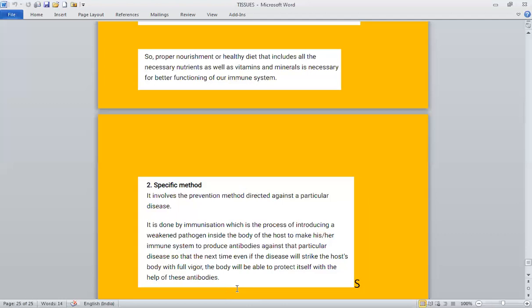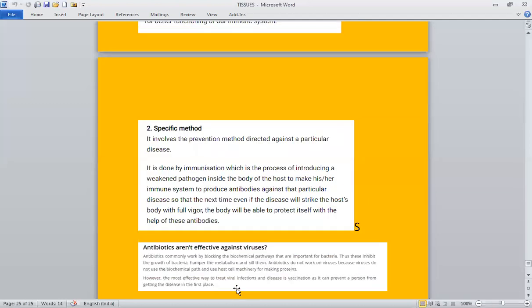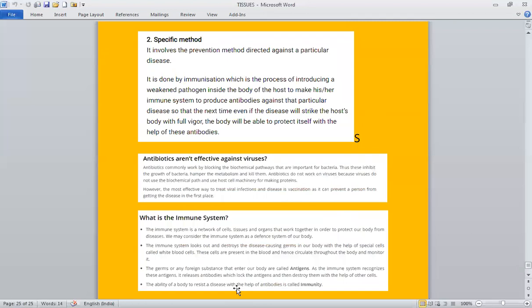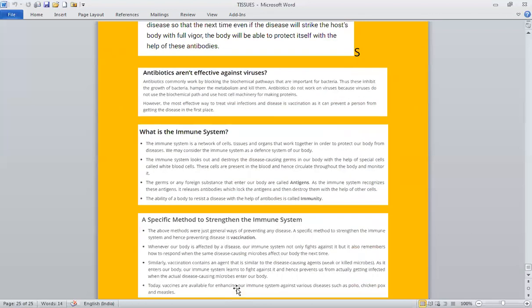Next time when this microbe or any of its close relatives enter the body, the immune system responds with strong vigor and eliminates the infection much more quickly. And gradually the body becomes totally free of that infection as it has developed complete immunity for subsequent attacks. So this is immunization, a specific method to strengthen the immune system.